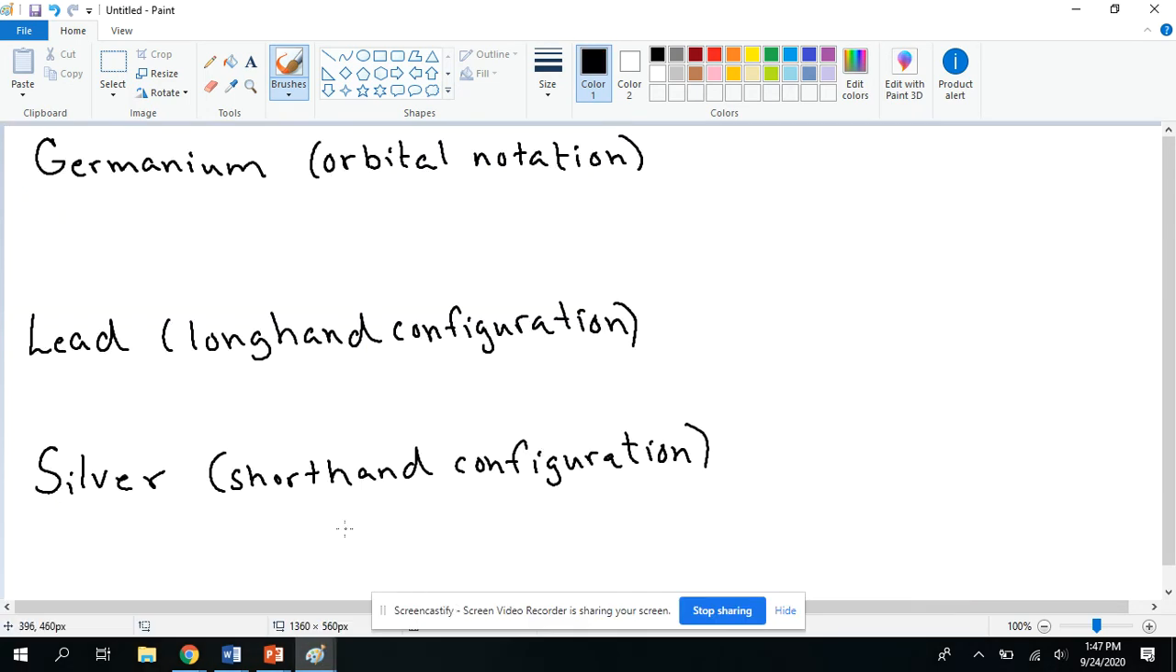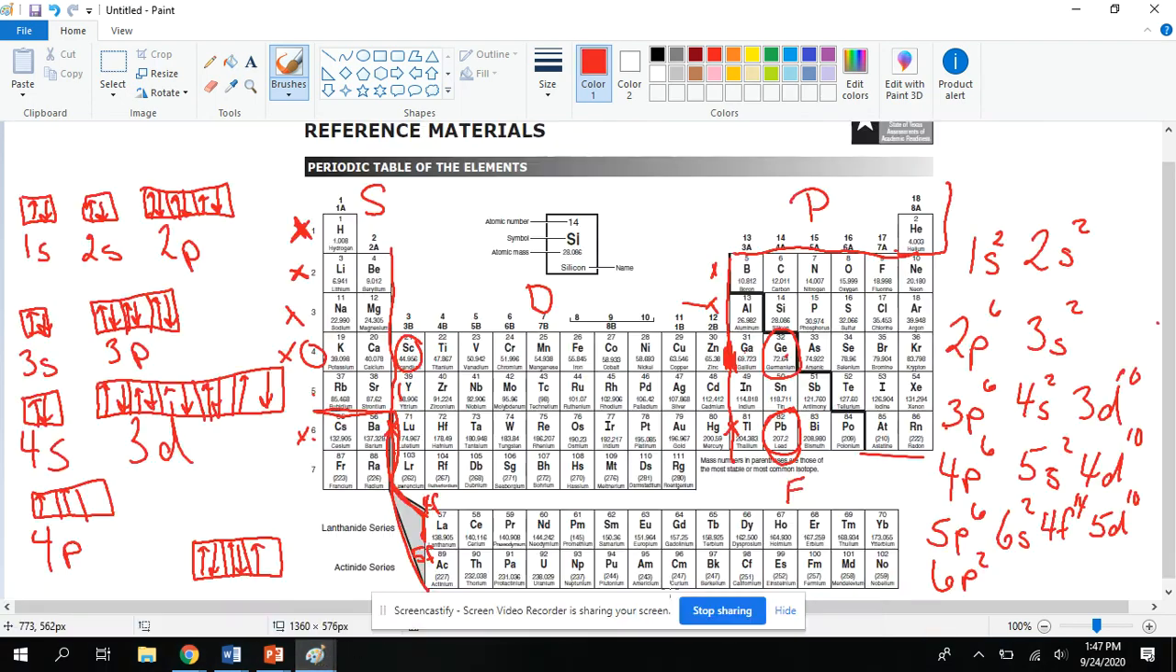The very last one to show you is shorthand. It is much, much easier and shorter to do, as the name implies. My periodic table is getting a little messy here, but let's see. Where are you, silver? Okay, here's silver, 47. When you do the shorthand, you get to go back to the last noble gas. Remember, these are our noble gases right here. This whole row right here are noble gases.